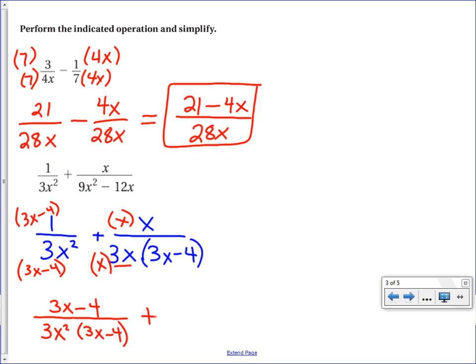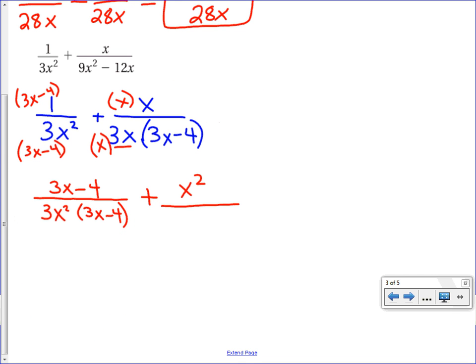The other fraction, the numerator is becoming x times x, which is x squared. And the denominator, I want it to match the first one. So I'm going to take this x multiplied by 3x, it'll be 3x squared. And it already had the 3x minus 4 on it. And as you can see now, the denominators are the same. So I can successfully add these fractions together now by putting the numerators together.